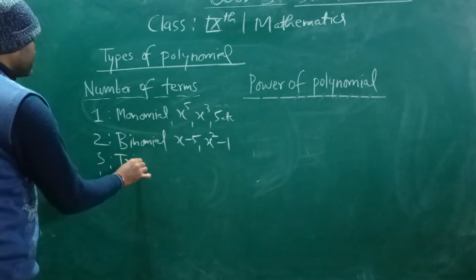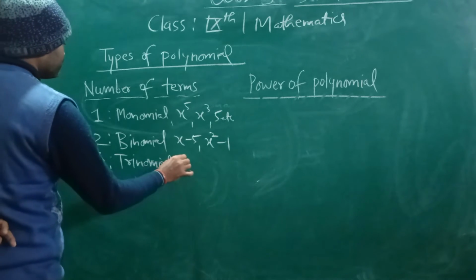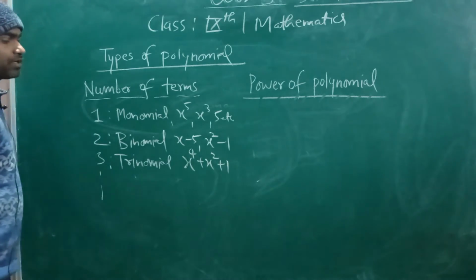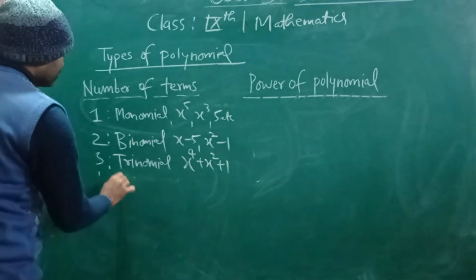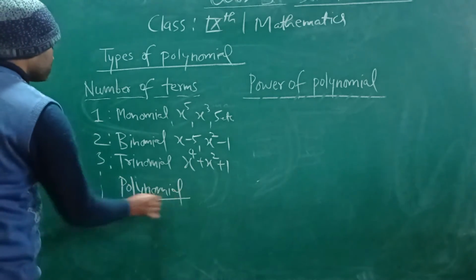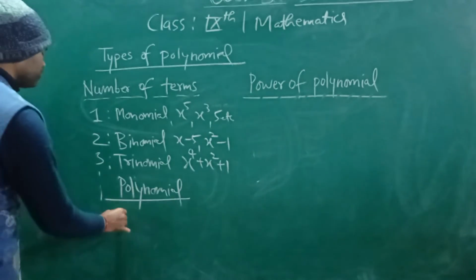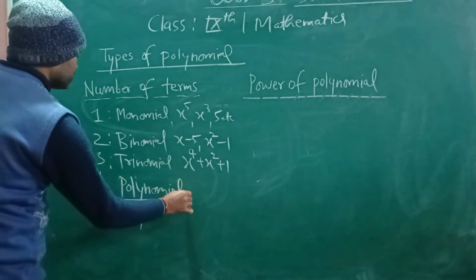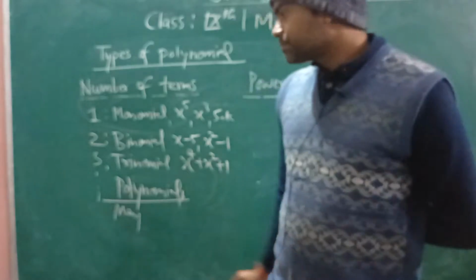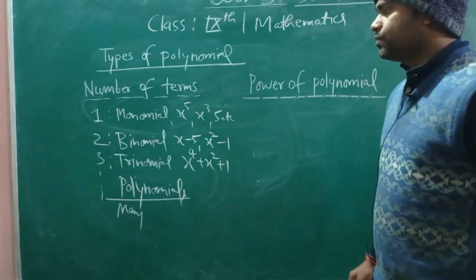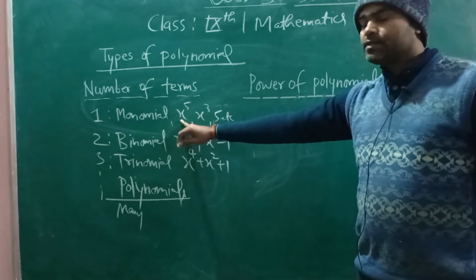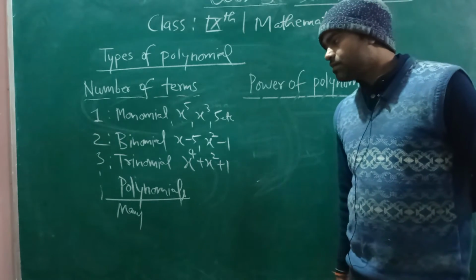The polynomial containing three terms is called a trinomial. For example, x to the power 4 plus x square plus 1 is an example of a trinomial. After that, all are called polynomials. Poly means many and nomial means term. Many terms. So students, on the basis of number of terms, polynomials are said to be monomial, binomial, trinomial. Here a single term, two terms and three terms are taken in order.